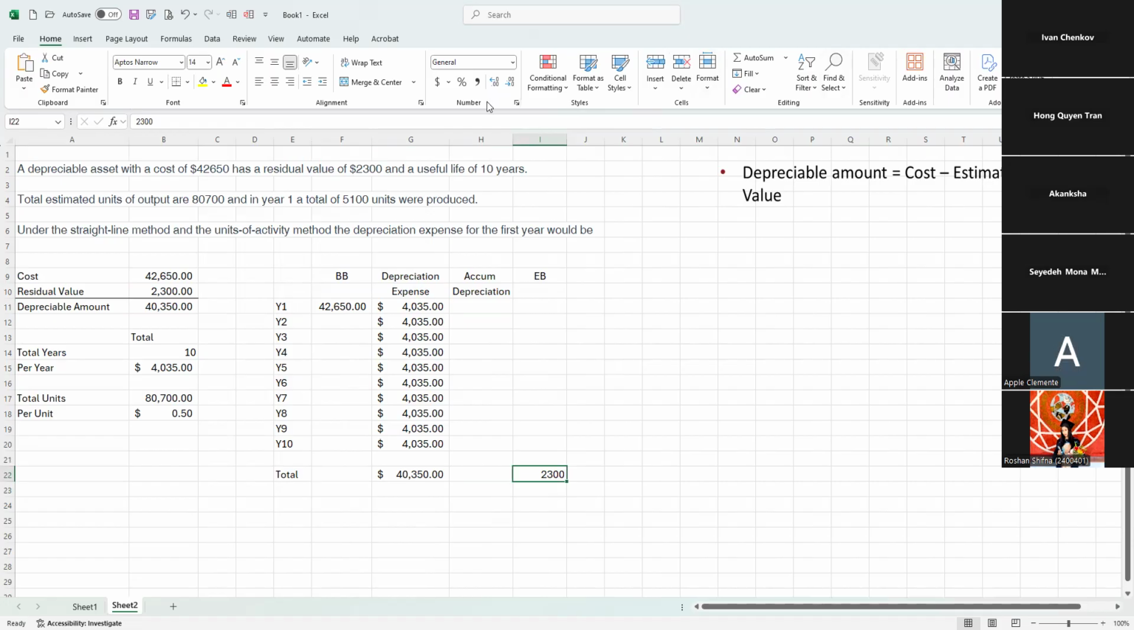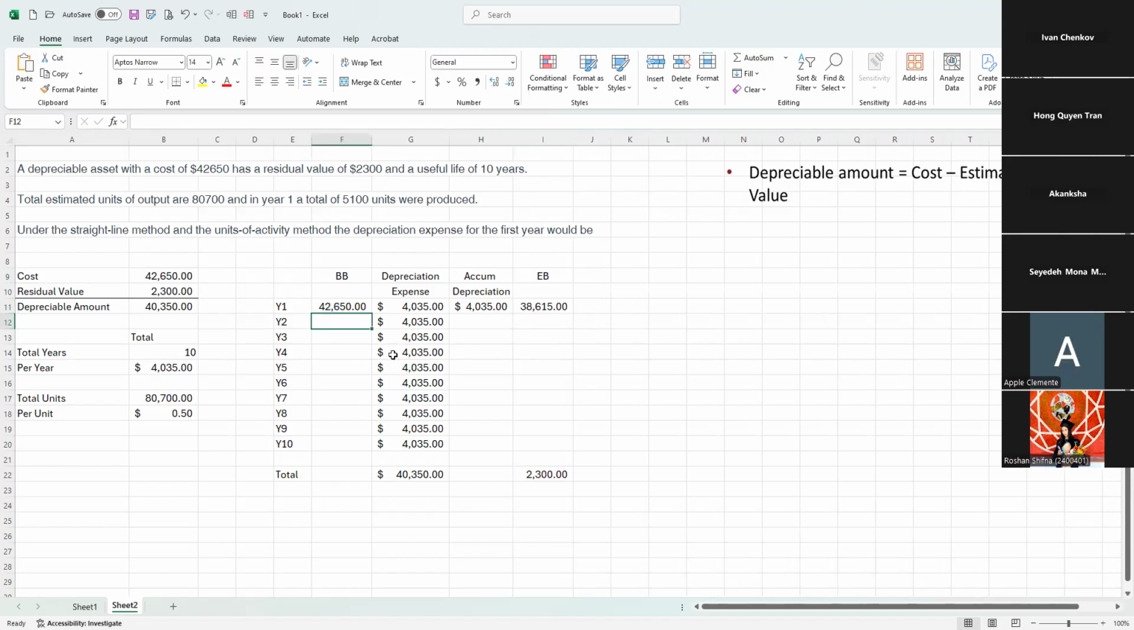Now the question is, can I reach those objectives? Well, I should be able to reach it. So accumulated depreciation first year will be equal to the first year. Ending balance will be equal to the beginning balance minus depreciation expense for the year. And we're going to get the ending balance. So what's happened now? The ending balance is the beginning balance.